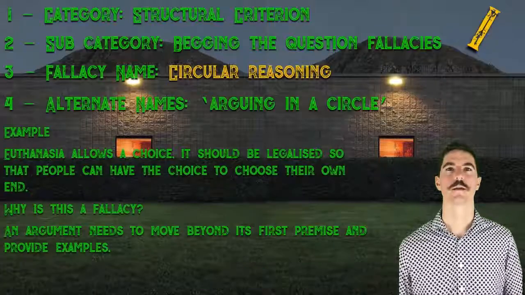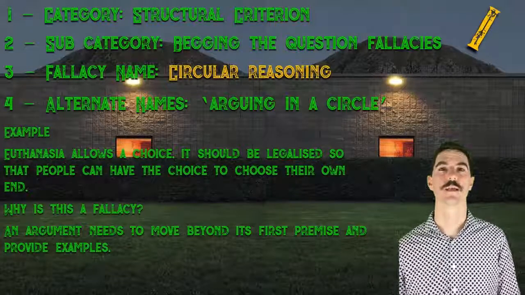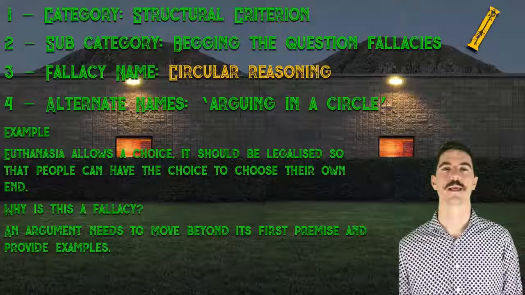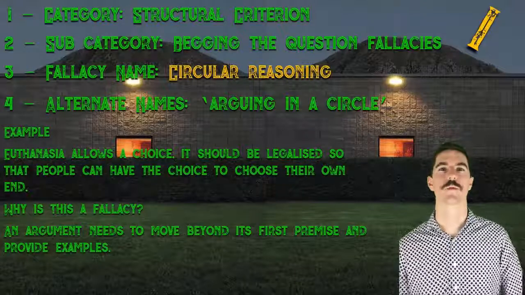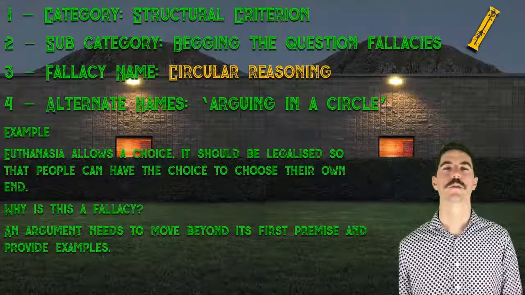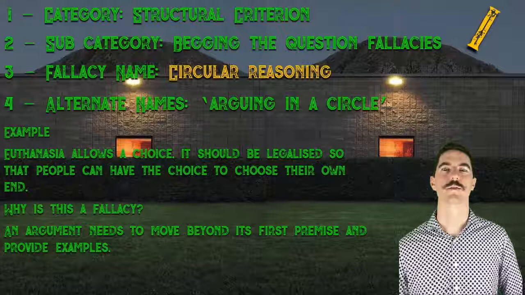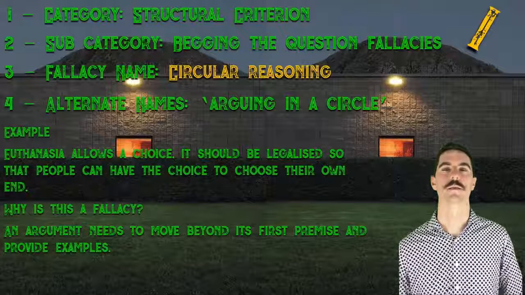and it's something you can explore in your own time if you like. Okay, so the first fallacy for the structural criterion is circular reasoning, also called arguing in a circle. So this is where one of your premises is also embedded within your argument. So for example, euthanasia allows a choice. Therefore, people should be allowed to choose their own end by making a choice.